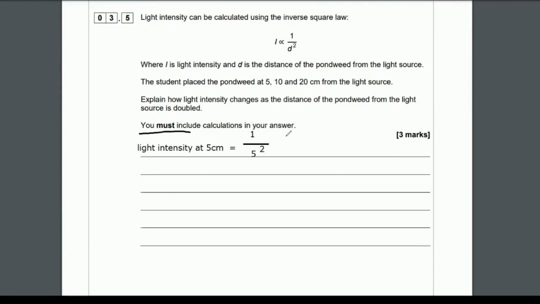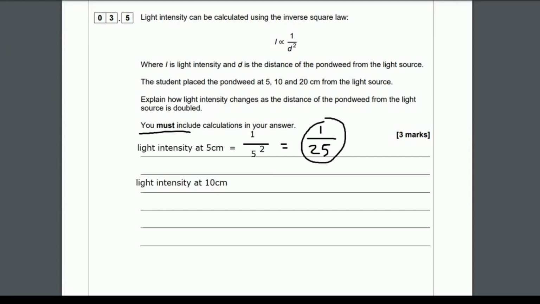What is 1 over 5 squared? It's 1/25. Now you can press equals on your calculator and get that in a decimal if you really want, but it's going to be really clear here that at 5 centimeters, it's 1 over 25. Now let's see what happens when you double the distance. You don't double the light intensity, that's for sure. You probably only need to use two of these. You could use all three, but I know from the mark scheme you only need two of these.